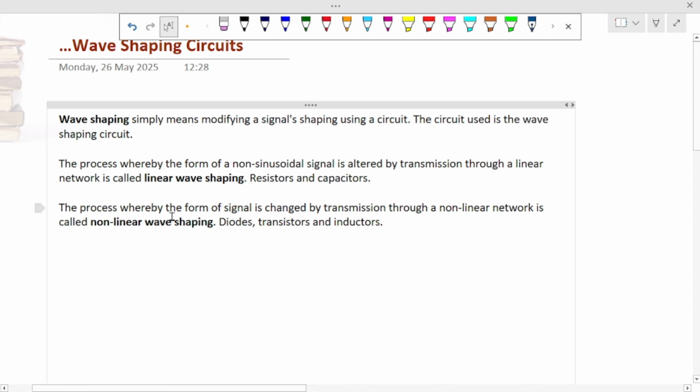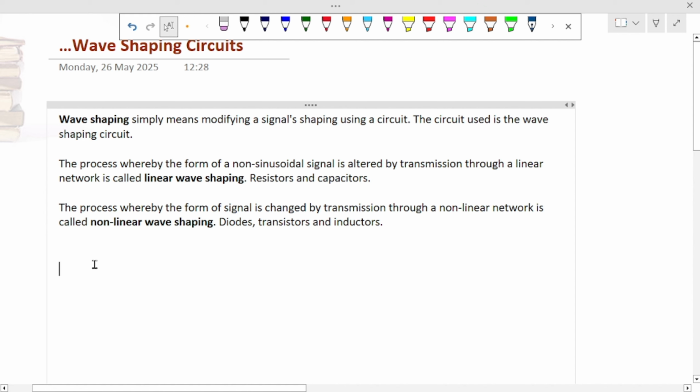So now let's talk about the kind of waveform that goes through the network which can be reshaped. We just said that if a sinusoidal waveform goes through a linear network, it will not be reshaped, it will maintain its shape.